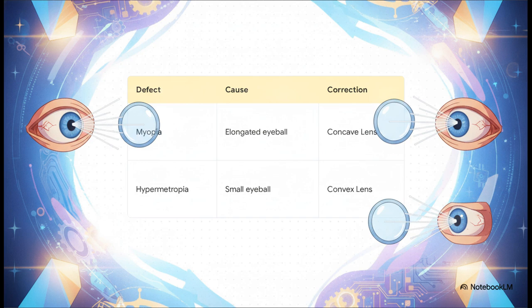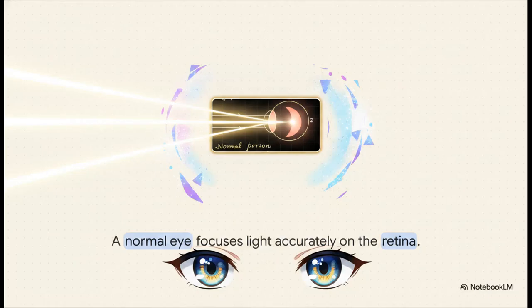First, we have myopia, or short-sightedness. This happens when the eye lens has excessive curvature, or the eyeball is simply too elongated. To fix it, we use a concave lens. On the flip side, hypermetropia, or farsightedness, occurs when the focal length is too long or the eyeball is too small. We correct this using a convex lens. Let's move on and see how this builds in practice.